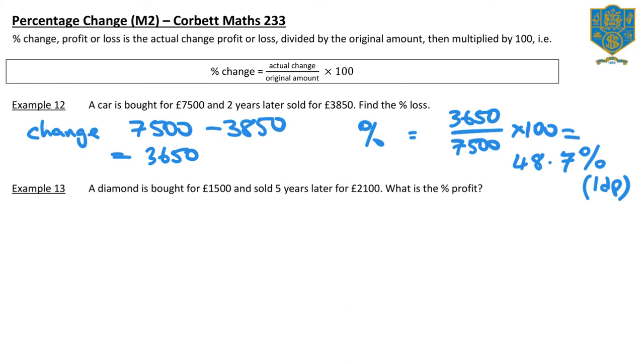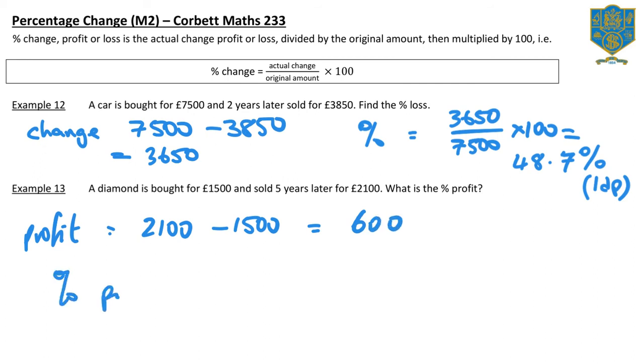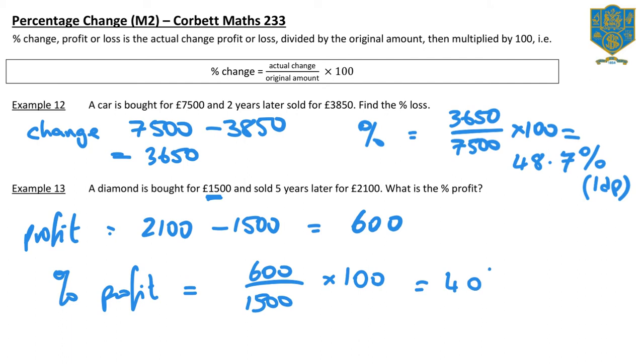Example 13, a diamond is bought for 1,500 and sold for 2,100. What's the percentage profit? So we need to find the actual profit. So the profit is going to be 2,100 minus 1,500. So that's £600. So percentage profit is going to be the actual profit of 600 divided by the original amount, which is 1,500, multiplied by 100, which gives 40% profit.